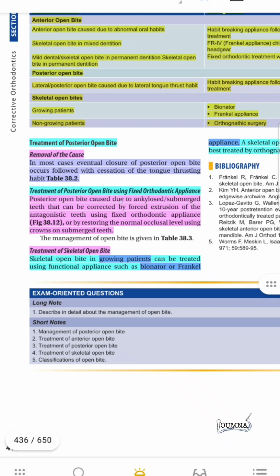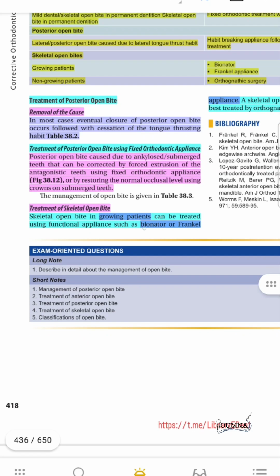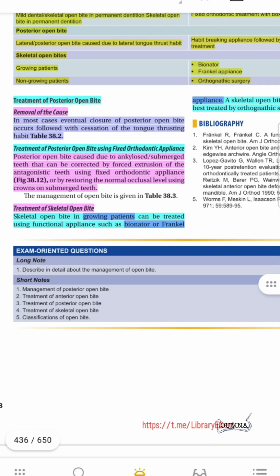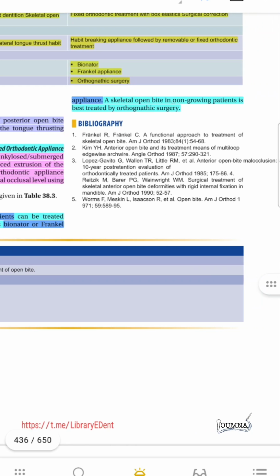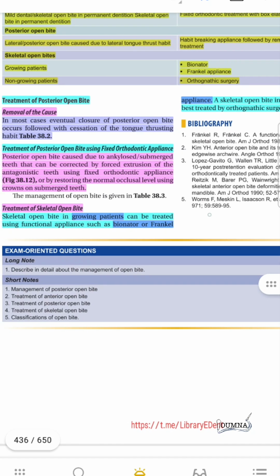If we have a posterior open bite due to ankylosed or submerged teeth, it can be corrected by forced extrusion of the antagonistic teeth using fixed orthodontic appliance, or by restoring the normal occlusal level using crowns. The skeletal open bite in growing patients can be treated using functional appliances such as the bionator or Frankel appliance to correct the developmental pattern of the mandible. And in a non-growing patient, we tend to go for the orthognathic surgery approach.